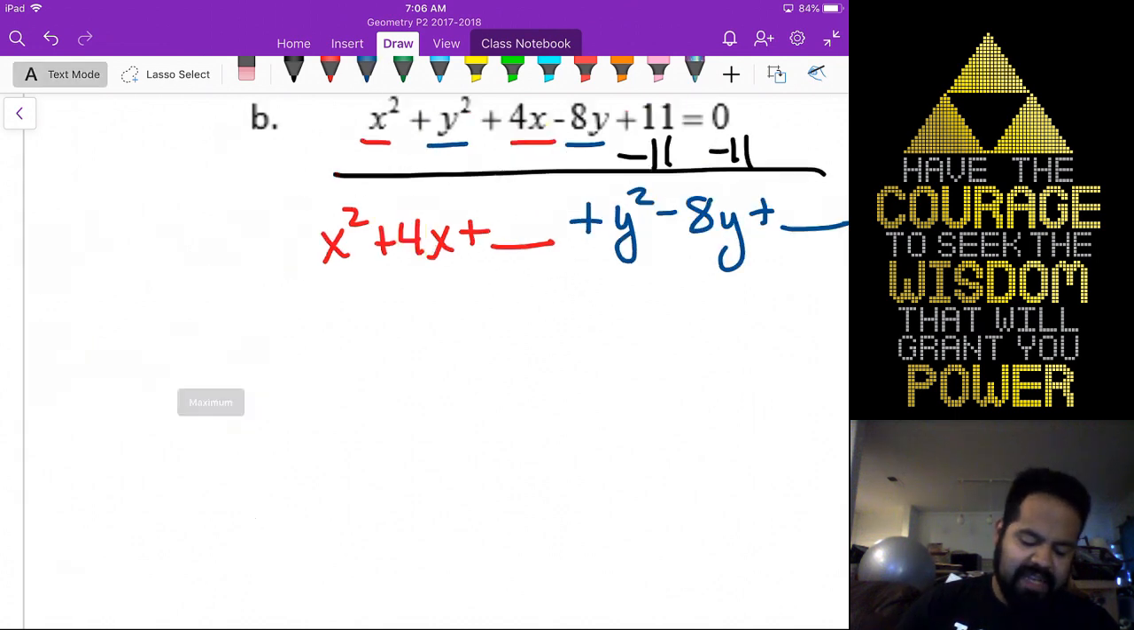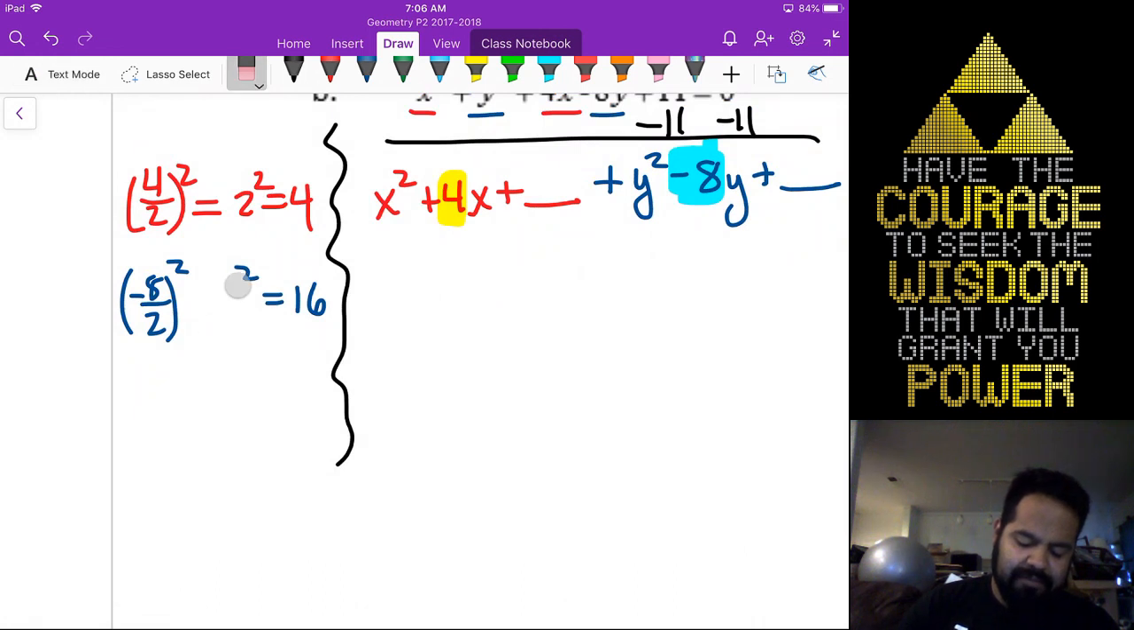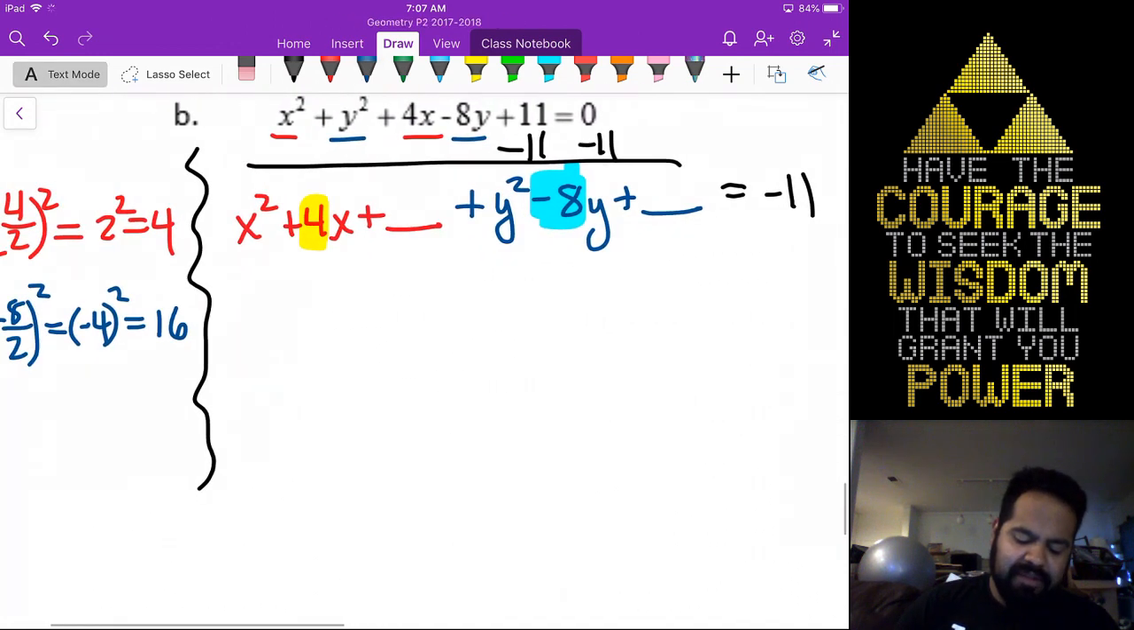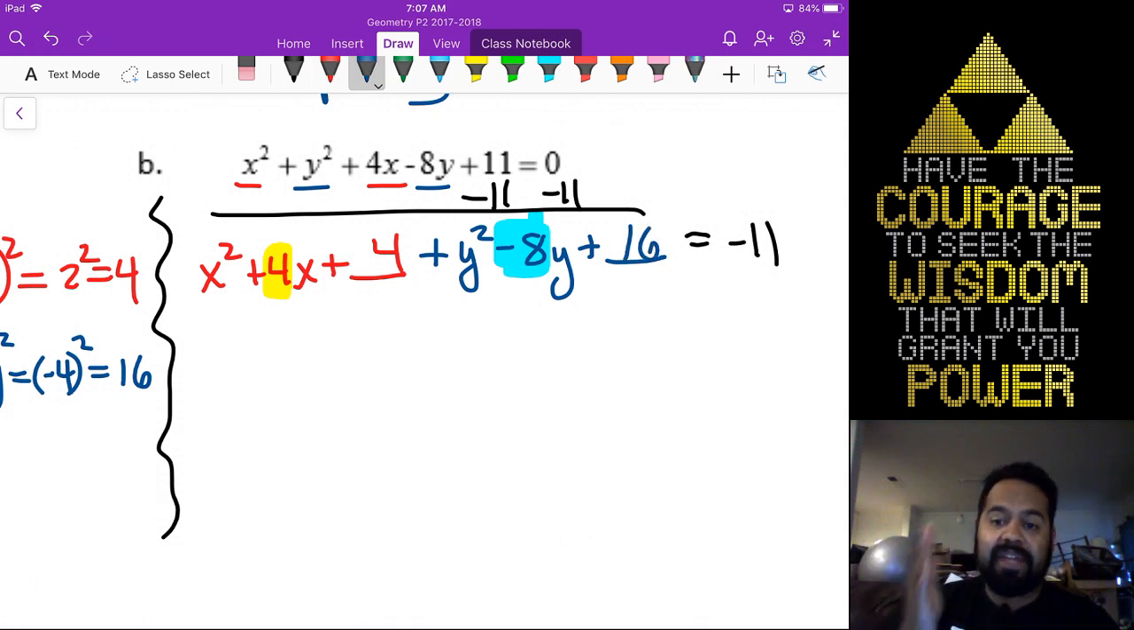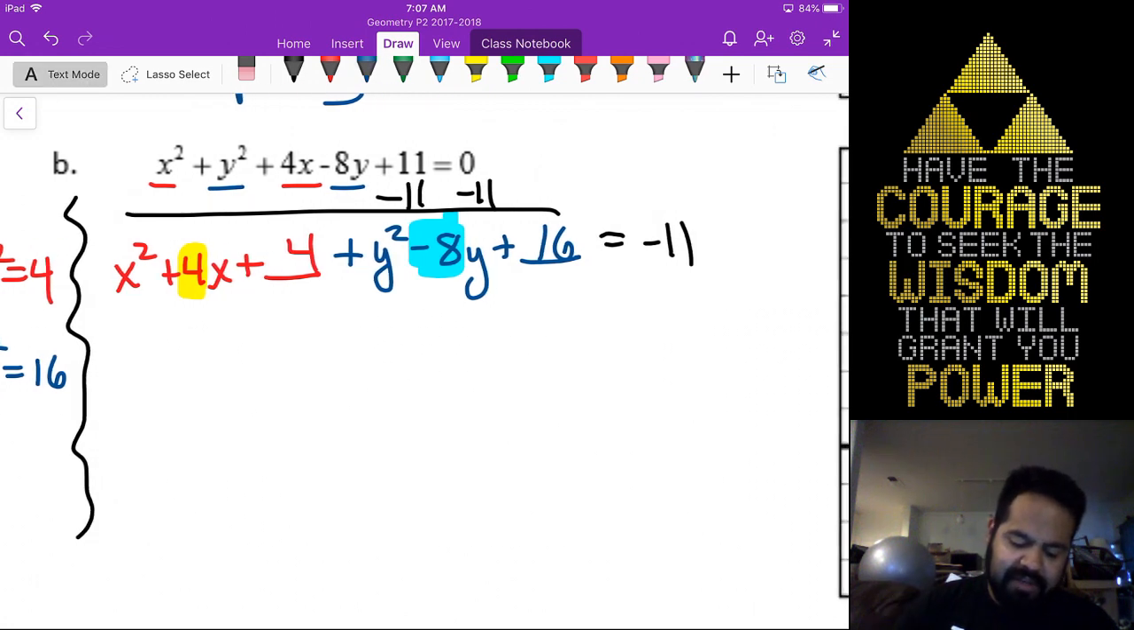Now, I should be technical and say, hey, that is a -4. I kind of got lazy because I know, hey, a negative squared is going to be positive, so it doesn't matter. But I need to lead by example. So there you go. So those two numbers, your 4 and 16, are going to get put in those spots. But don't forget, whatever you do to one side of the equation, you got to do it to the other. We got to balance this. So we're going to go ahead and say plus 4 plus 16.